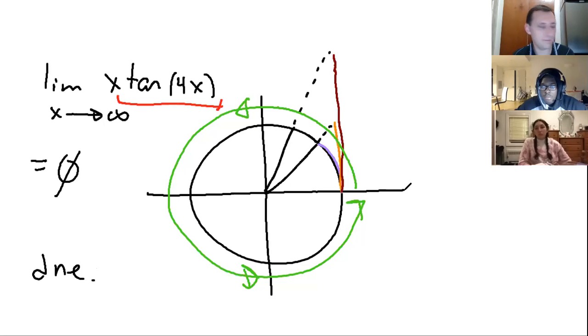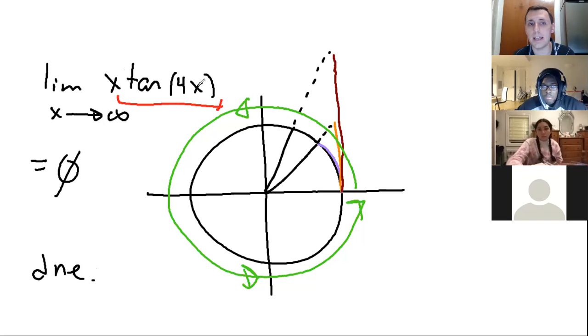So the answer to the first problem is infinity? No, the answer to the first problem does not exist. Because at some instances, let's say x will be such that 4x will be a multiple of 2 pi, and then tangent is 0. And x is a large number, so 0 times a large number is still 0. So sometimes this expression is equal to 0. Sometimes this expression is equal to infinity. Sometimes this expression is equal to all the numbers in between. This expression will oscillate through all real numbers all the time. Do you understand?